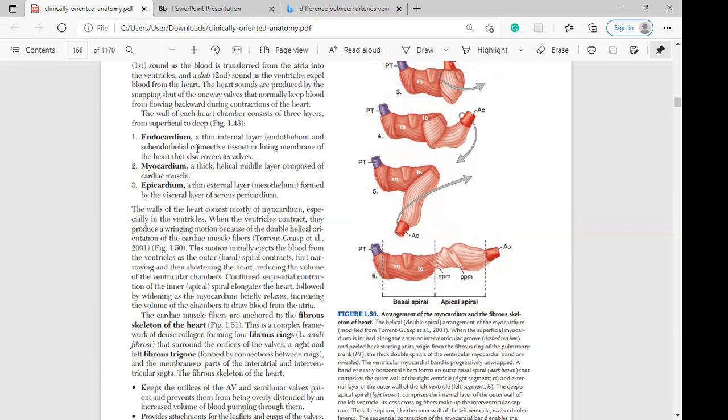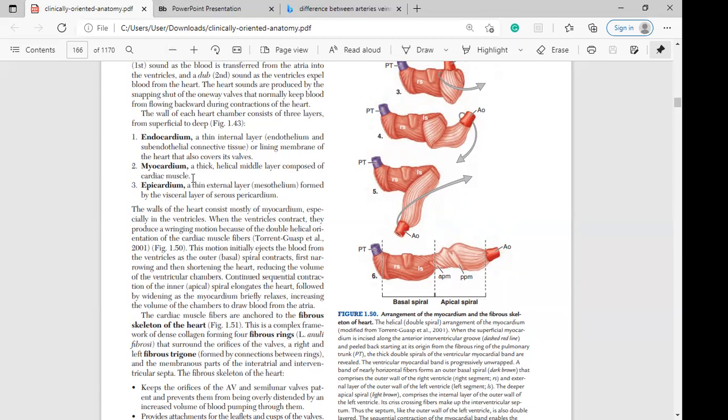Then the middle layer is the myocardium. So the myocardium is a thick helical middle layer composed of what? Cardiac muscles. In the blood vessels, you have smooth muscles in the tunica media. In the heart, the middle layer called myocardium contains cardiac muscles, not smooth muscles, but cardiac muscles. Later in histology, you will see the difference between smooth muscles and cardiac muscles in terms of the structure. Okay, so for the heart, it is cardiac muscle. For the blood vessels, it is smooth muscles.